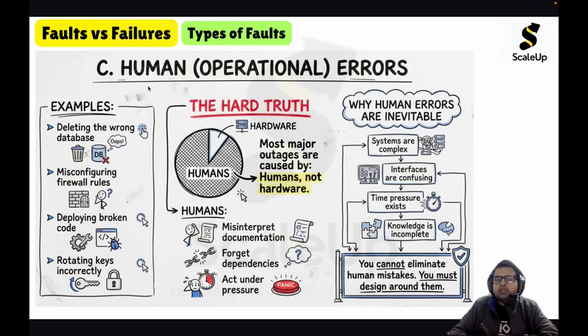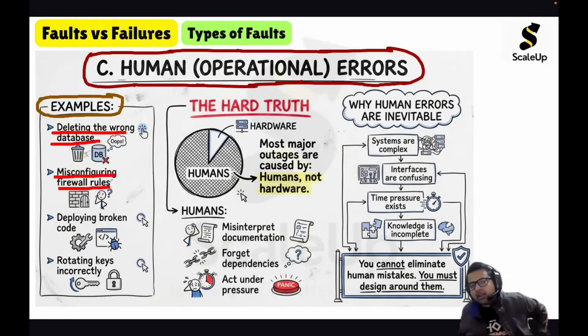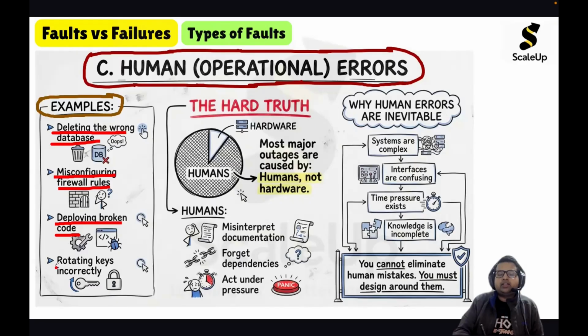Then we have human or operational error, because humans who operate the system can also make mistakes. Looking at examples of mistakes human operators might make: deleting the wrong database, misconfiguring firewall rules, deploying broken code, rotating keys incorrectly. By mistake, the developer might delete a wrong database. All these are examples of human errors.